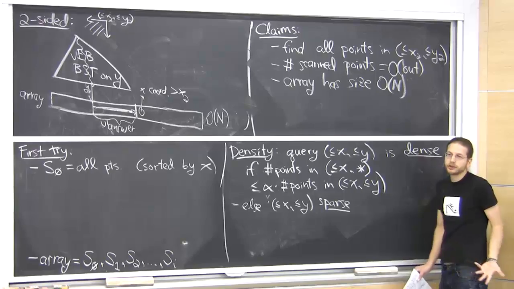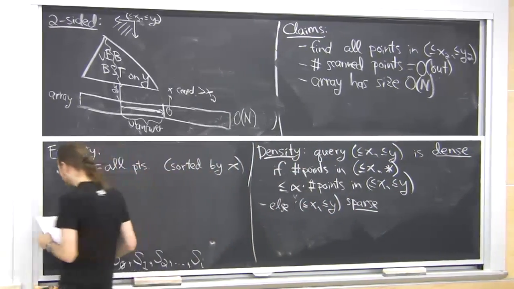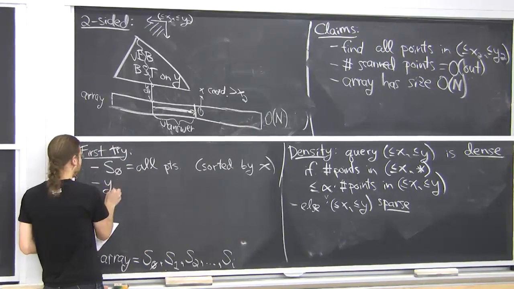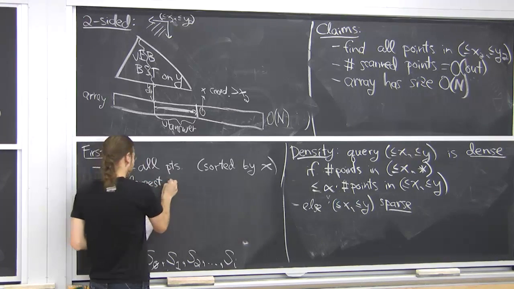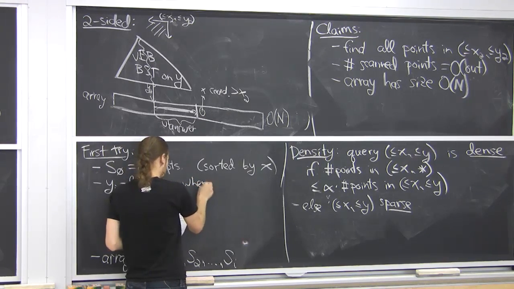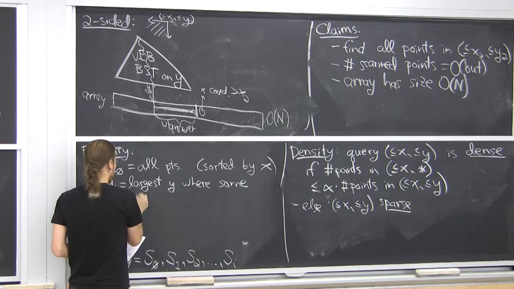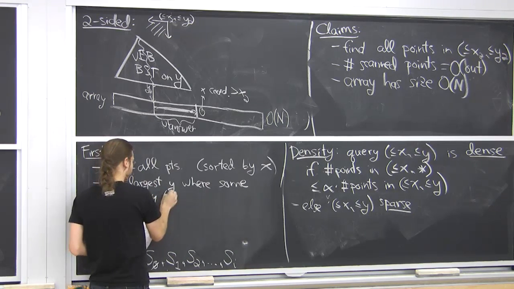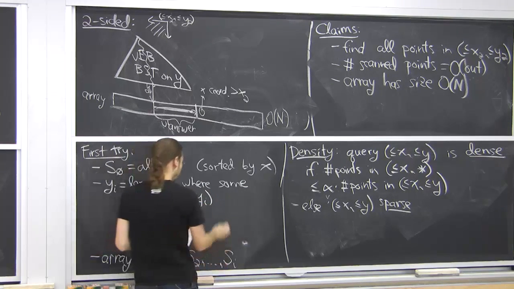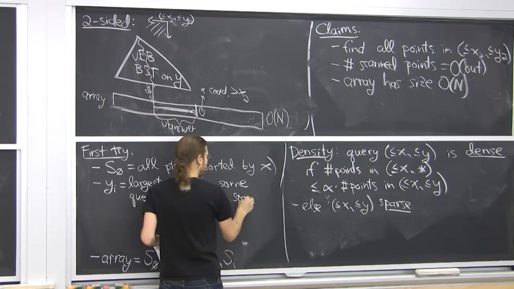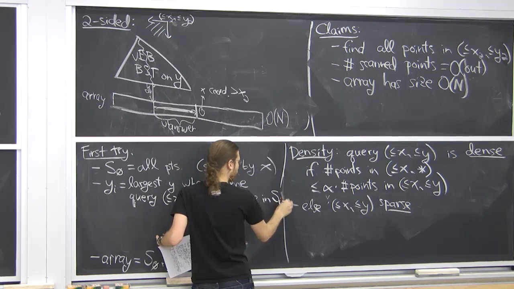So that's good news. Let's consider the first time when there's a sparse query. So we're going to let yi be the largest y-coordinate where some query, some x-coordinate, less than or equal to x, comma, less than or equal to yi, is sparse in Si minus 1.